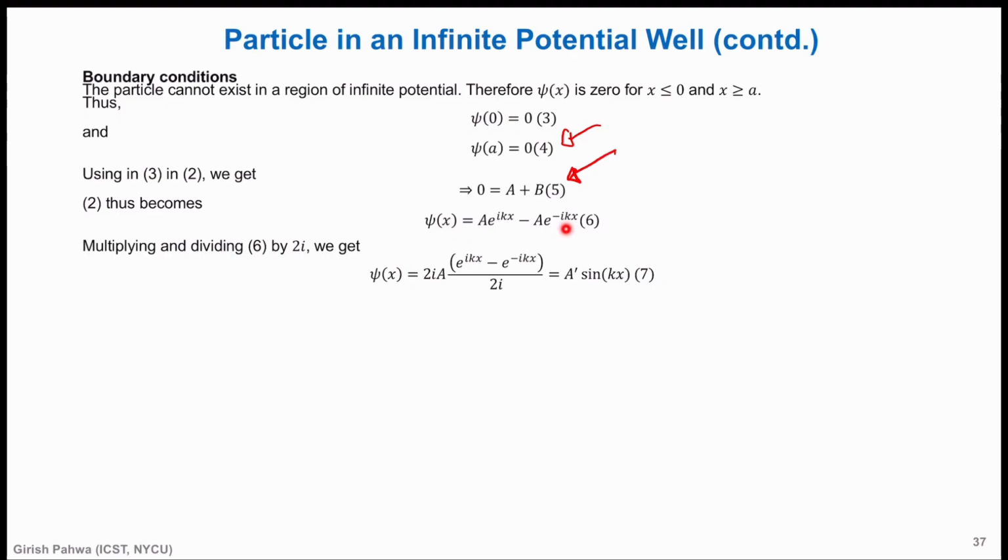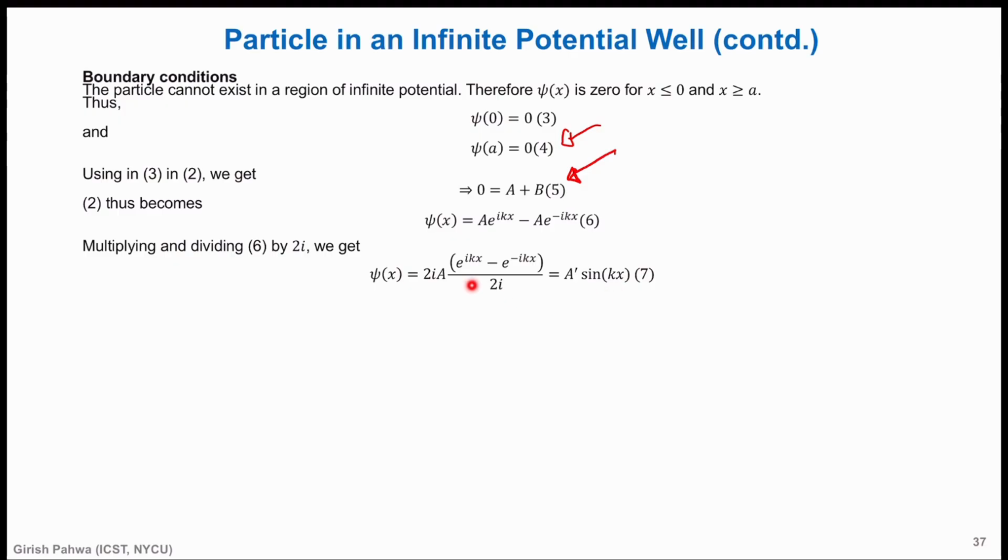Let me simplify it first, and then I will talk about the second boundary condition. So A I can take out, so this is e to the power iota kx minus e to the power minus iota kx. You can multiply this and divide by 2 iota. Why am I doing this? If I multiply by 2 iota and divide by 2 iota, this whole thing is nothing but sine kx.